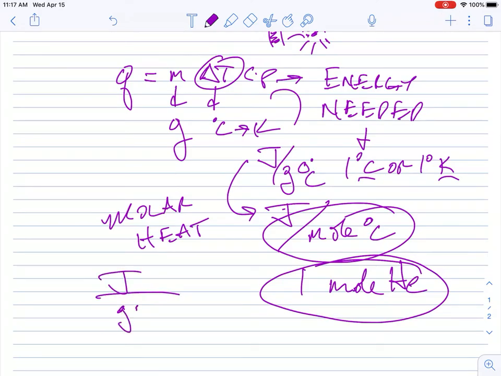So if you have joules per gram degree Celsius and you want to change that into molar heat capacity, let's say for example, you have, I don't know, magnesium. Okay, so let's say that's joules per gram degree Celsius. Well, magnesium is 24.3 grams per mole. So the grams would cancel out. You would get joules per mole degree Celsius. So if you have joules per gram degree Celsius and you're asked to find the molar heat capacity, just change it to joules per mole. It's a simple conversion. Y'all have done that before.